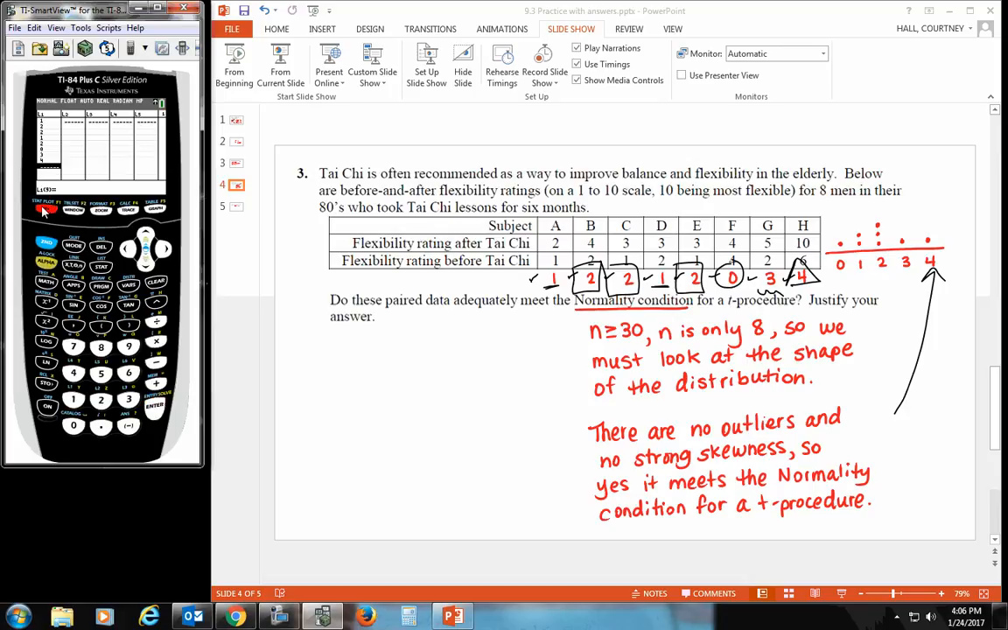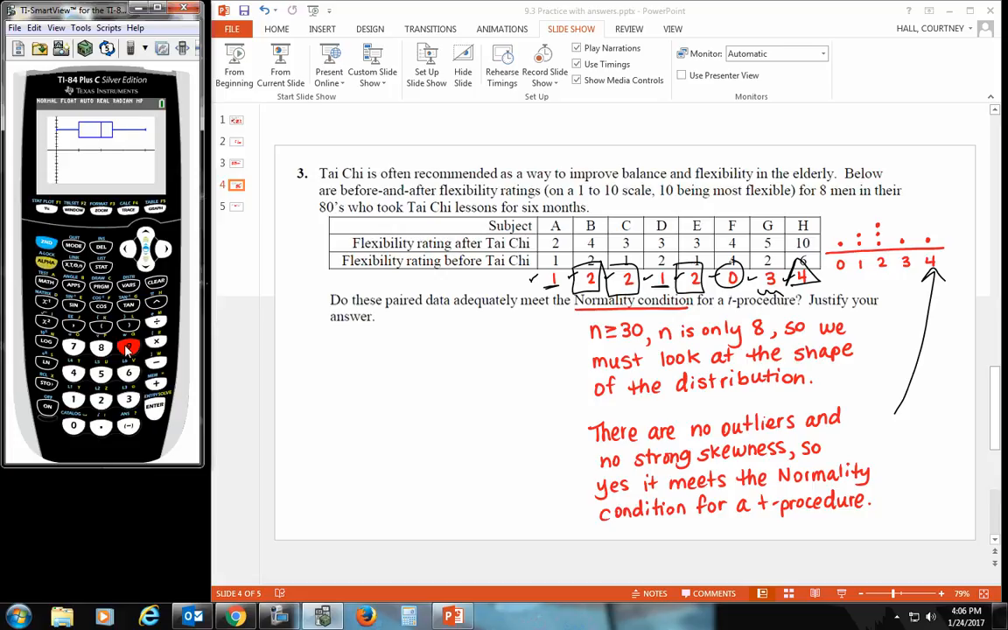Then I'm going to do second y equals, because I want to do the box plot. I'm going to turn it on, come down to the type, and change it to the box plot that has outliers, because I want to see them if there are any. And I'm going to do zoom 9. Okay, so you can see there are no dots hanging out on the end. You do see that it looks a tiny bit skewed to the right, but it's not a strong skewness. So that is what allows us to carry out the testing.